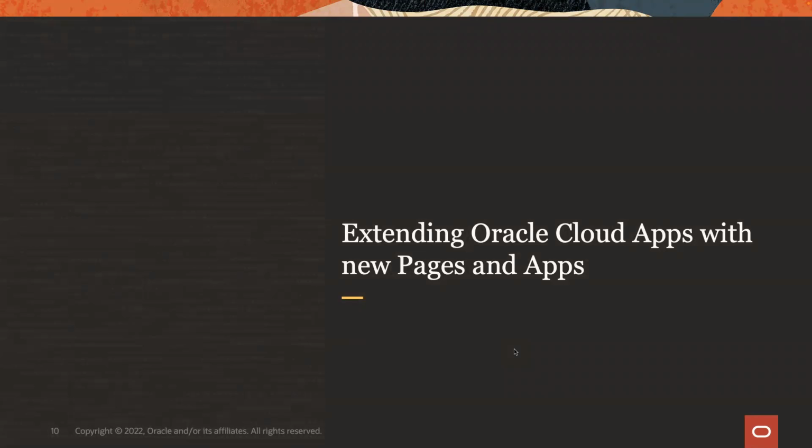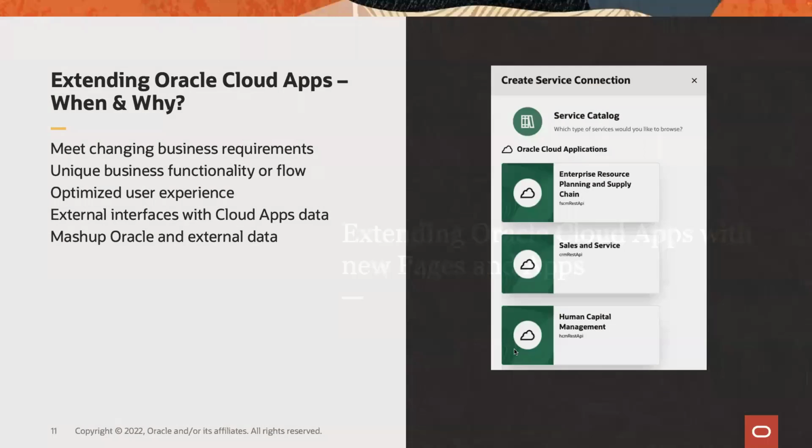So what we're doing right now is we're extending cloud apps with new pages and applications. Okay. So first of all, when would you want to do it, or why would you want to build those type of extensions? One reason is if there are changes in your business requirements. So Oracle SaaS gave you specific functionality, it still works, but there are some things that are a little different now in what you need to do.